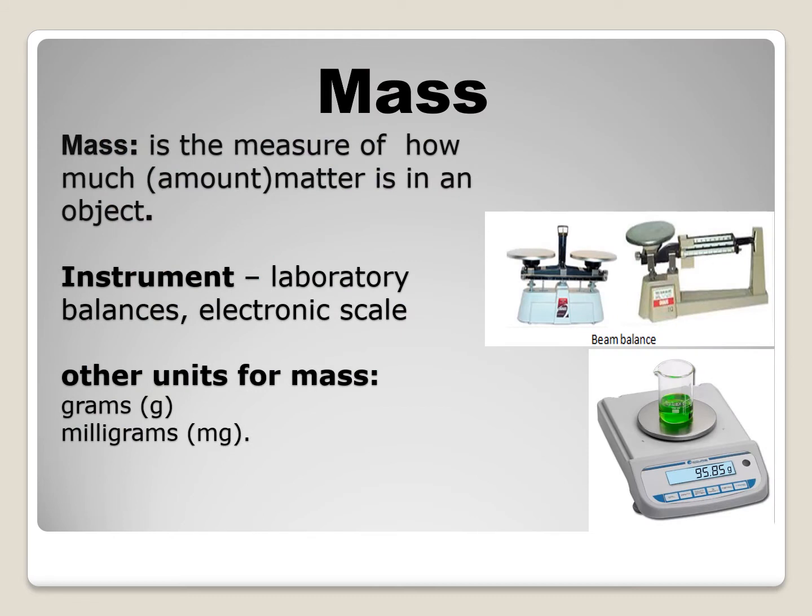Mass. Mass is the measurement of how much matter, or the amount of matter, is in an object. The instrument that we would use particularly in the lab, guys, is a laboratory balance, which can be a triple beam balance, which is the picture at the top, and then you have an electronic scale. The units that we use when measuring are grams or milligrams.